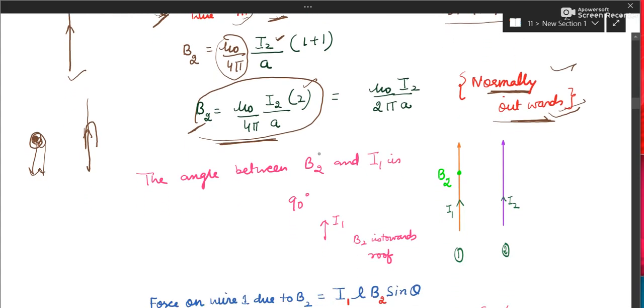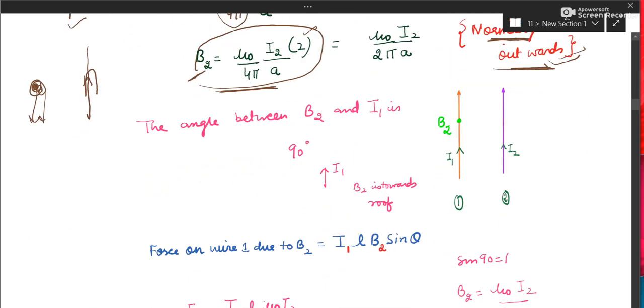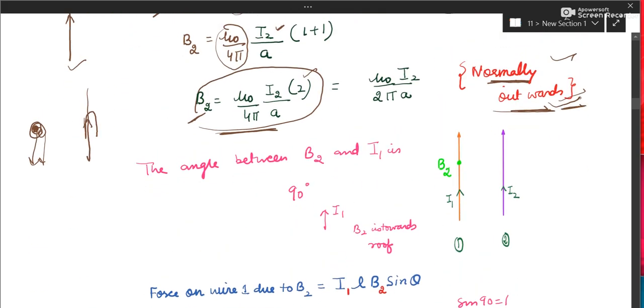Talk about theta. Which theta? Here we have a theta. This is the angle between B2 and I1. Now B2 is normally outwards, and I1 is like this. This is I1. And B2 is towards you, coming out of the mobile or computer. B2 is coming from here towards you, towards the roof. So what is the angle between this line and the line going towards the roof? It's 90. So theta is 90.